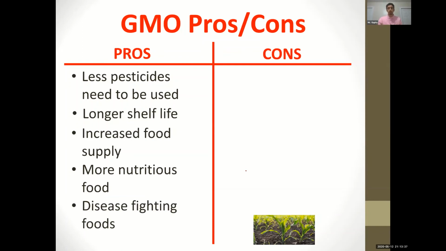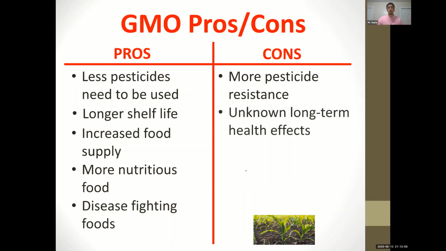Now, some of the cons. More pesticide resistance. As these genetically modified organisms increase their resistance to pesticide, that can become a problem because we can get super genetically modified organisms that are just resistant to everything. So superorganisms. Genetically modified organisms, their long-term health effects are not known, or maybe some of it is known, but not all of the long-term health effects are known. Therefore, a lot of individuals like to avoid eating genetically modified organisms.